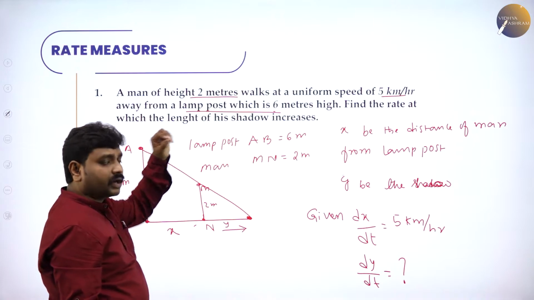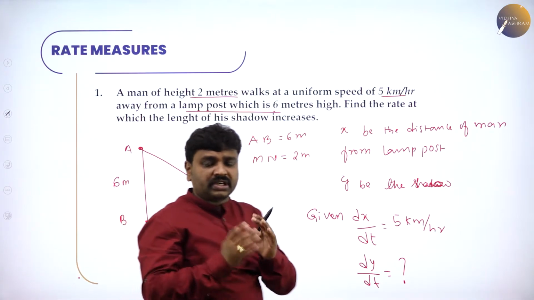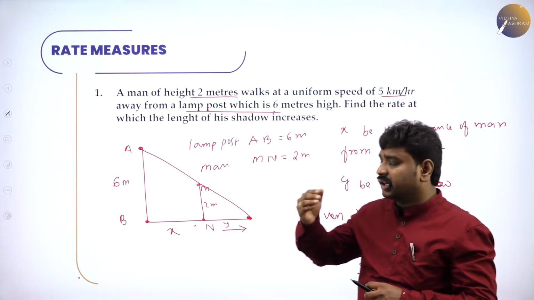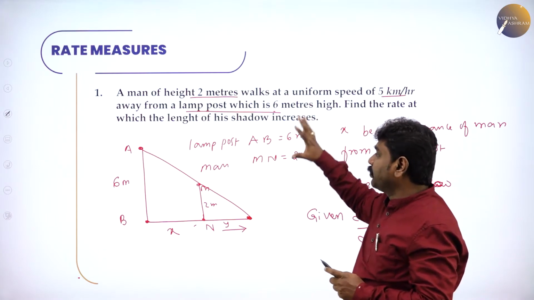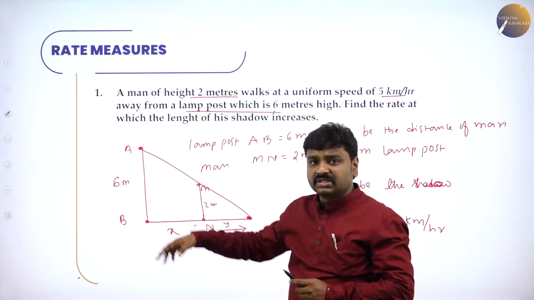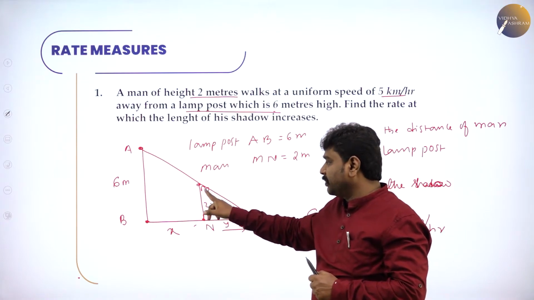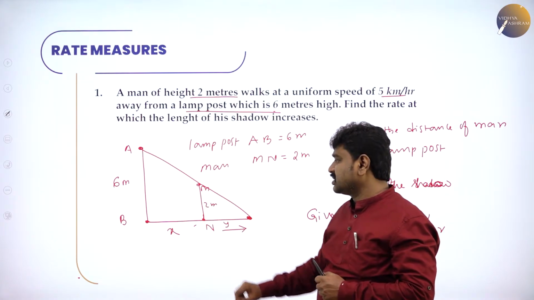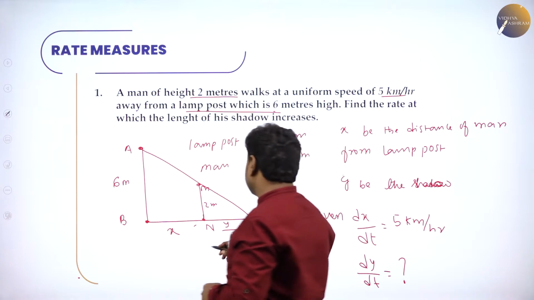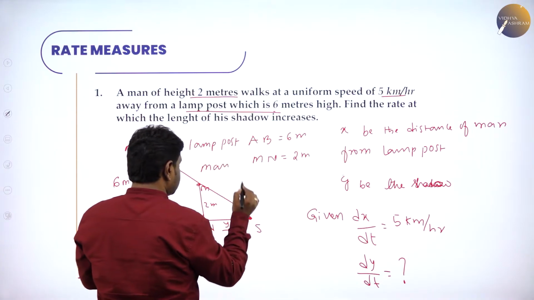So now first drawing the diagram. Read the question carefully, understand the question and draw the relevant diagram for it. They told lamppost in the diagram, AB is the lamppost, 6 meters. They told a man, so man height MN is the man, the height is 2 meters, and shadow, so I'll say the length of shadow, NS is the shadow.